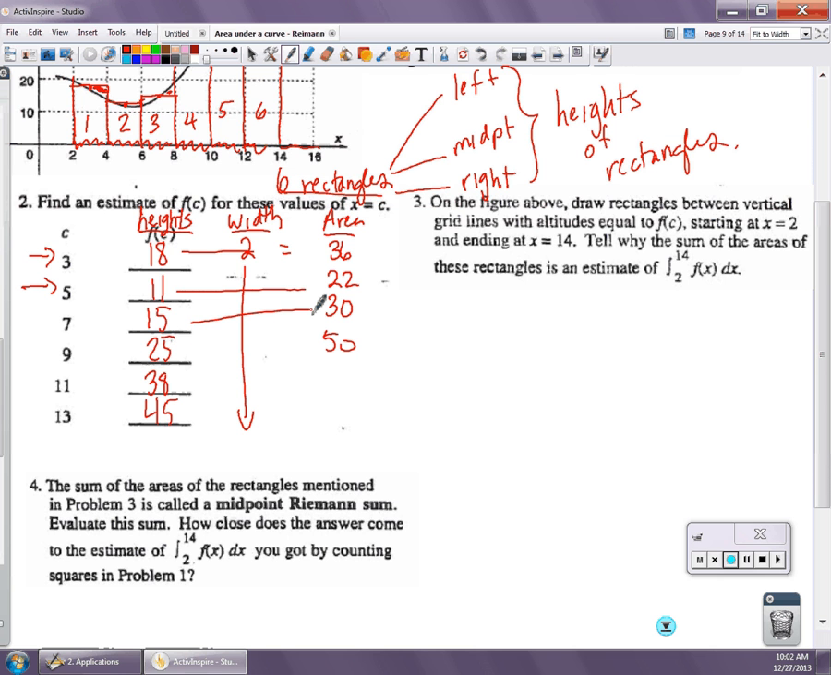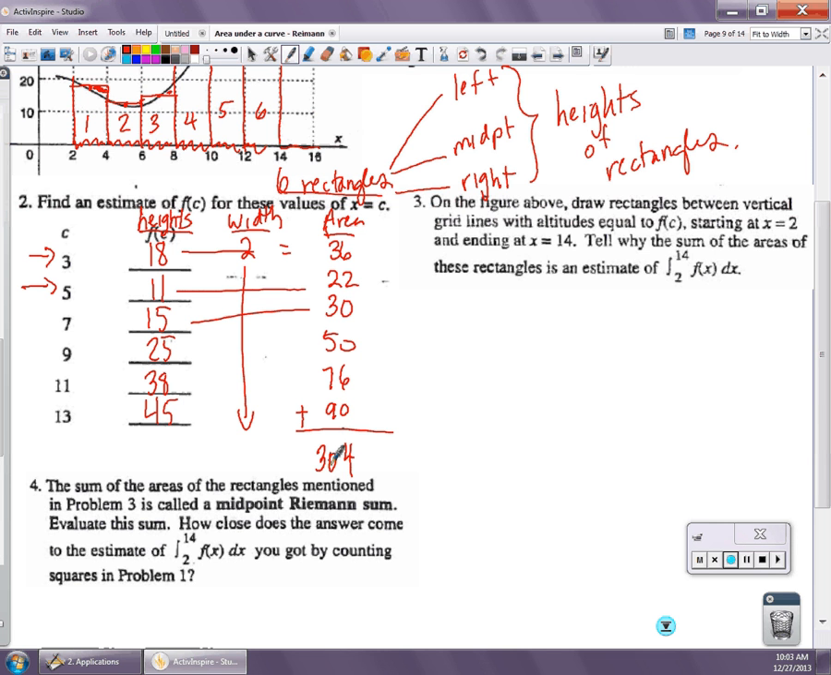Let's see, what do we got here? 38, 76, and 90. So that's the area of rectangles 1, 2, 3, 4, 5, and 6. So if we add those up, 6 and 6 is 12, 14, 3, 4, 5, 6, 7, 8, 9, 14, 14 and 7 is 21, 21 and 9 is 30.